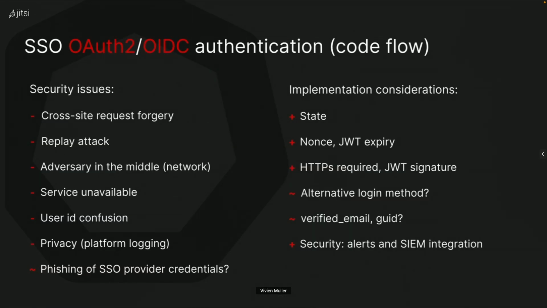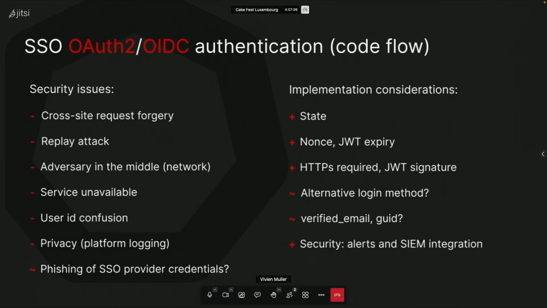So there are still some security issues with OAuth 2 and OpenID Connect. One of them is cross-site request forgery, which we have seen. You need to make sure that the state is set and checked correctly. Same for replay attack. You need to make sure that you check the nonce and you check the JWT expiry. It can still be an adversary in the middle, and so you need to check that you have HTTPS and JWT signature as well. One of the key problems is if the service is unavailable, then people cannot log in and will basically need to fall back on using their email, which is not great.